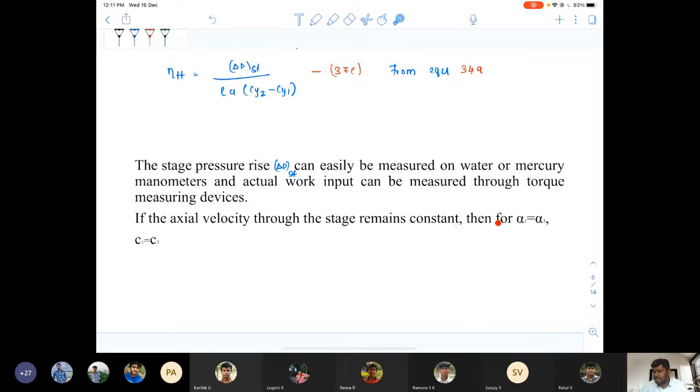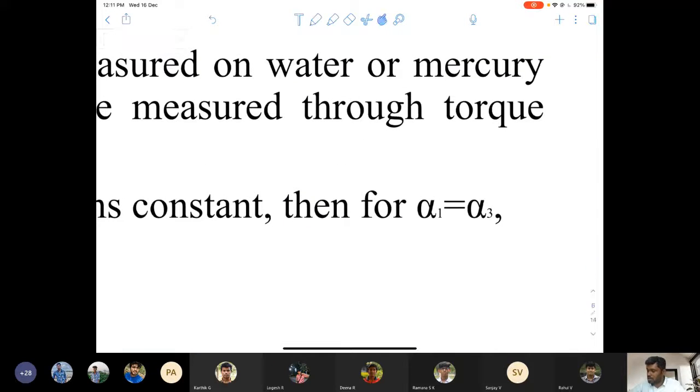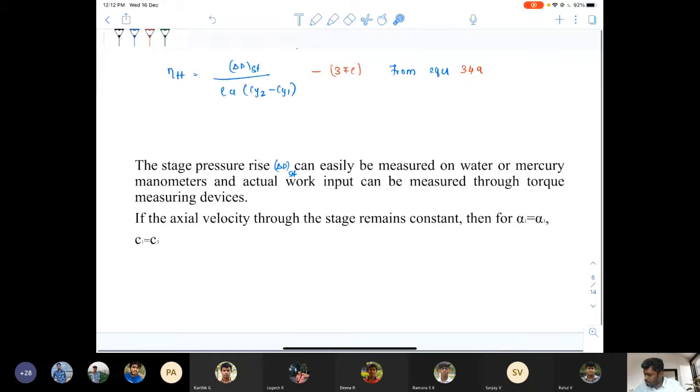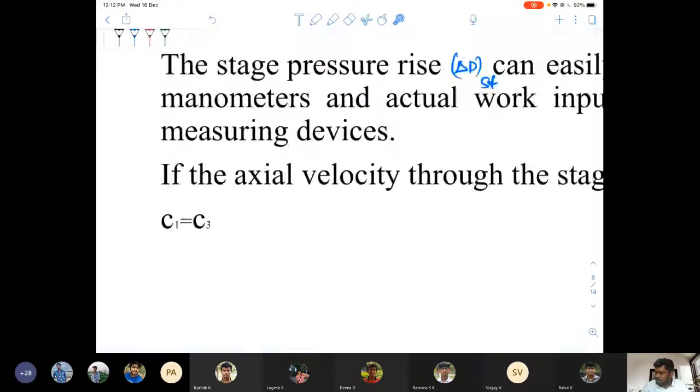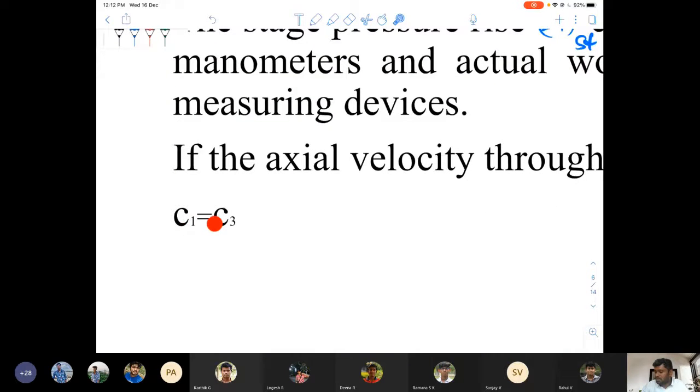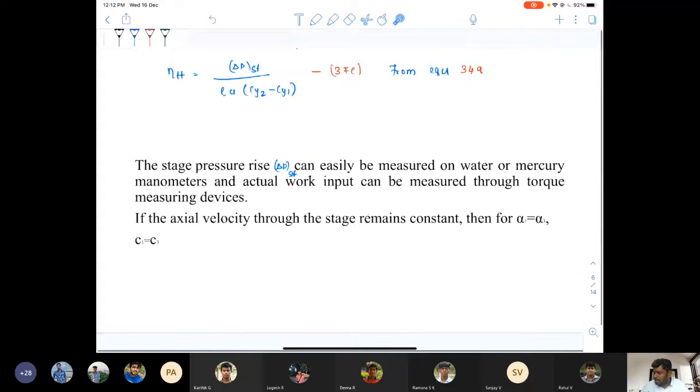then alpha 1 is equal to alpha 3, and C1 is equal to C3. If the axial velocity through the stage remains constant, then alpha 1 is equal to alpha 3 and C1 is equal to C3. This condition we have also kept while solving the stage pressure rise. Therefore, we will be making alpha 1 equal to alpha 3.